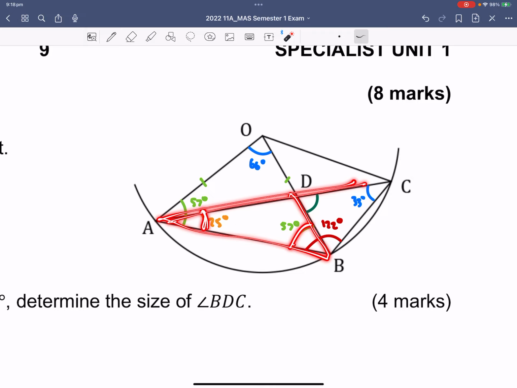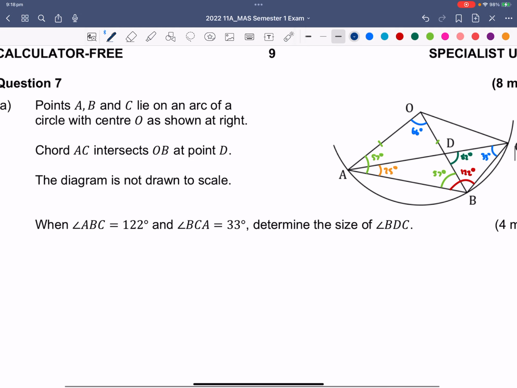We have two interior angles and the opposite exterior angle. So 57 plus 25 is 82, so this here must be 82 degrees. The question said without any reasoning. There was a lot happening, but yes, angle BDC is 82 degrees.